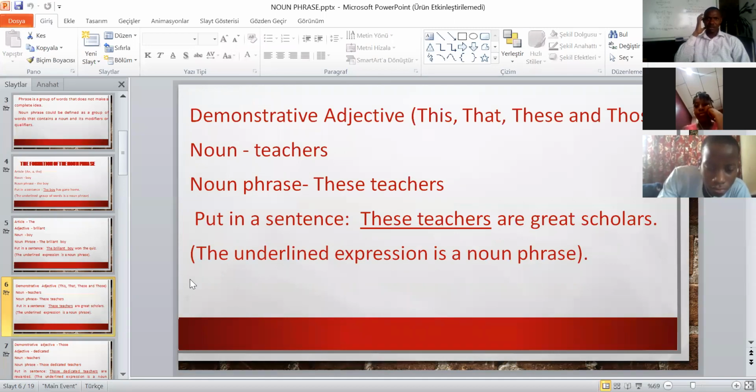We have demonstrative adjectives. These four words, this, that, these, and those, they all form demonstrative adjectives. Now, they also come before a noun, either a singular noun or a plural noun. So the noun there is teachers. When we have these and teachers together, it gives us these teachers. So put in a sentence, we have these teachers are great scholars. These teachers is a good example of a noun phrase.